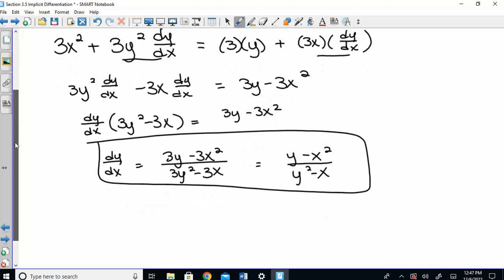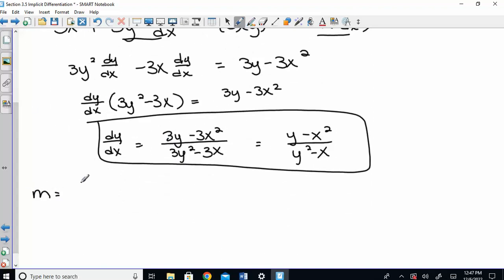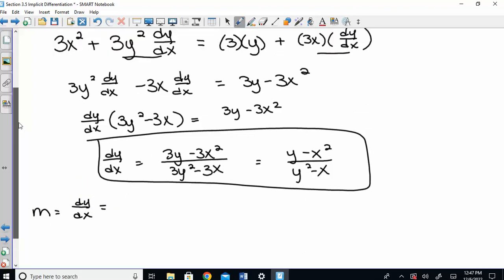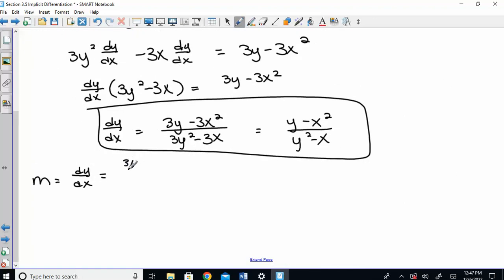All right, so then I asked for equation of the tangent line. So my slope, that's the same as dy dx. So we have to go to our point. Y was 3/2. X was 3/2. And that should just be -1. So then plug into y equals mx plus b.